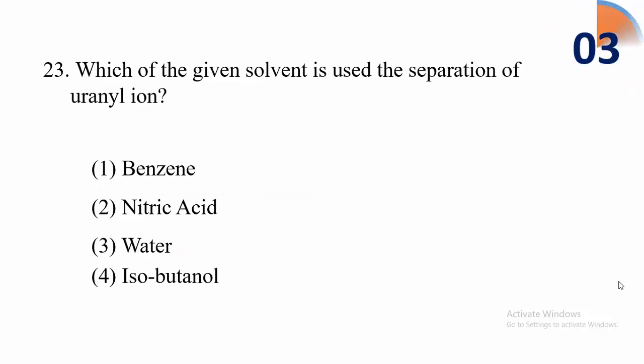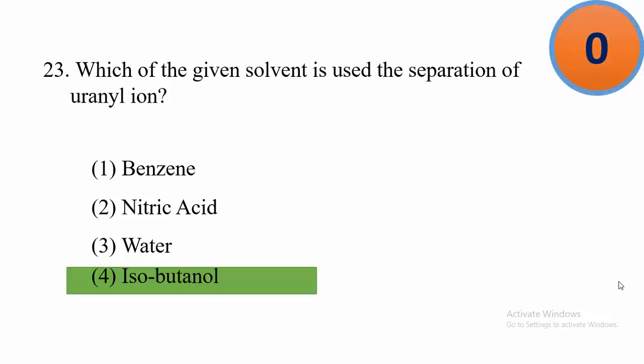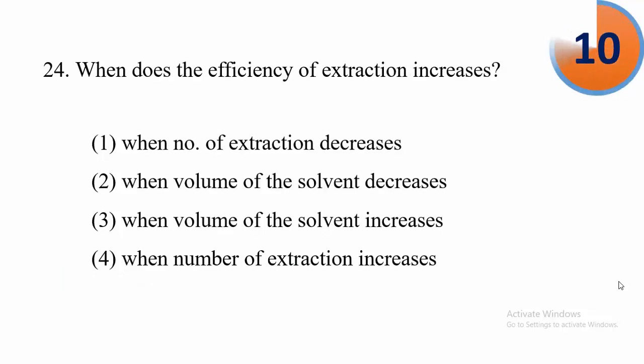Next question, which of the given solvents is used for the separation of uranyl ion? If we want to separate uranyl ion as an ion association complex, then isobutanol is the best solvent to separate uranyl ion in an ion association complex. So isobutanol is the correct option.